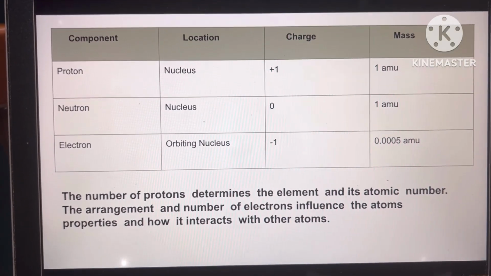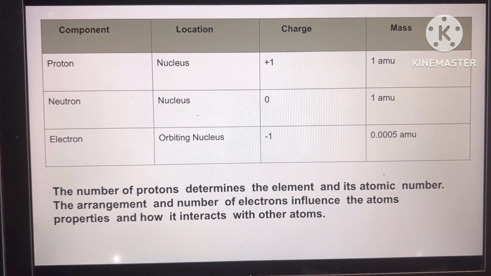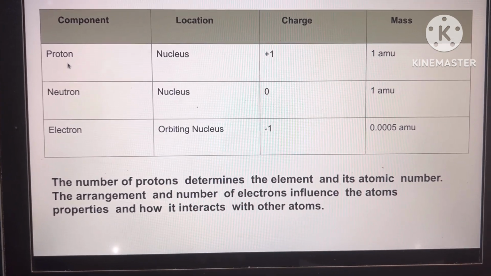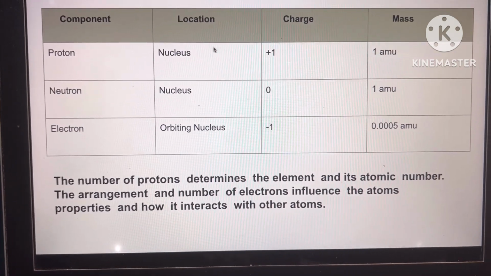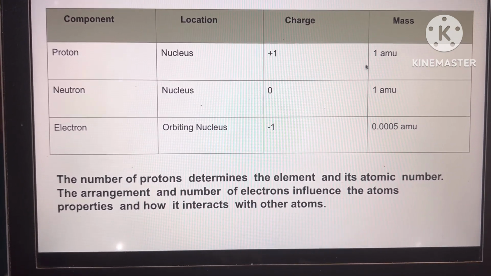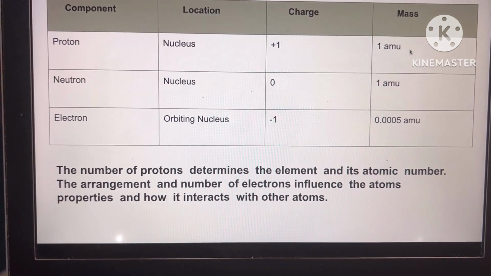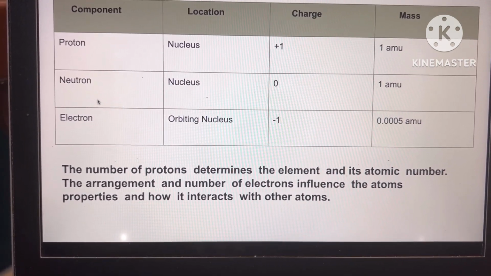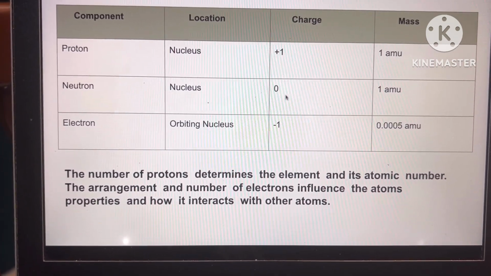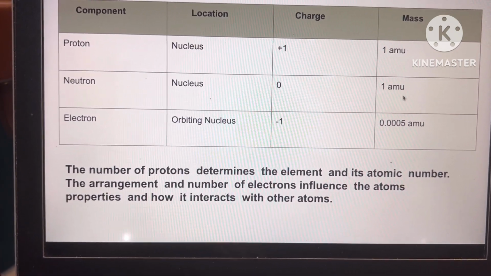Here's another important information that you should know regarding the 3 subatomic particles of an atom. So for proton, its location is in the nucleus. It has a positive charge and a mass of 1 AMU. AMU stands for atomic mass unit. Then we have the neutron. Location is also in the nucleus. It has 0 charge. The mass is 1 AMU or atomic mass unit.